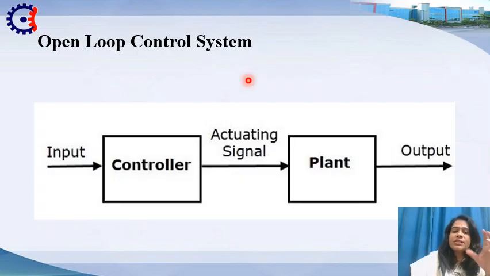Open loop control system. An open loop control system uses the actuating device to control the process directly without using feedback and without measuring output. And here controller and plant both are connected in series. Example of open loop control system, electric switch and traffic signal.